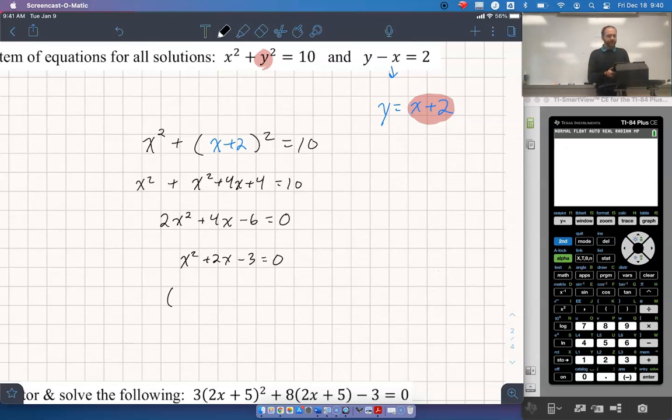I need two numbers that multiply to negative 3 and add to 2. That would be a positive 3 and a negative 1. So there we go. And look at that, I have 2 x's, so I'm going to have 2 solutions. I know one of them is going to be when x equals negative 3, and the other one is going to be when x equals 1.